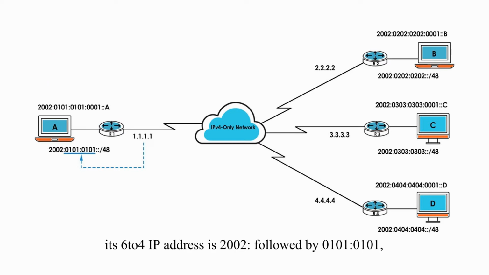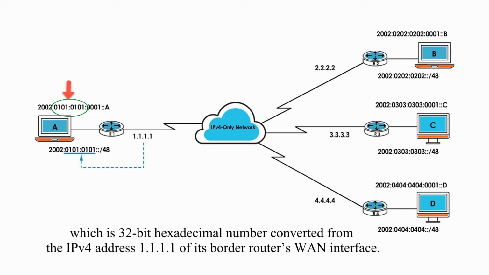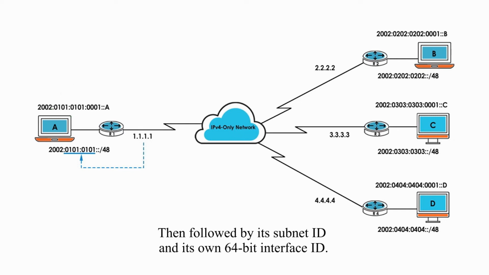Its 6to4 IP address is 2002, the first 16-bit long prefix, followed by 0101:0101, which is the 32-bit hexadecimal number converted from the IPv4 address 1.1.1.1 of its border router's WAN interface or public side IP address, then followed by its subnet ID and its own 64-bit interface ID. It sounds very complicated because IPv6 is very long.